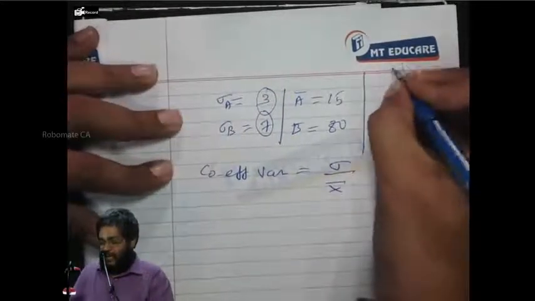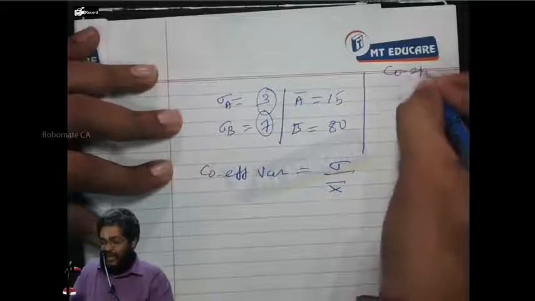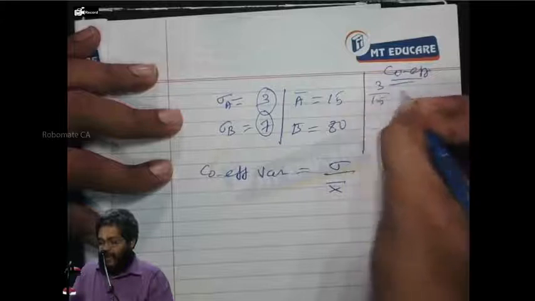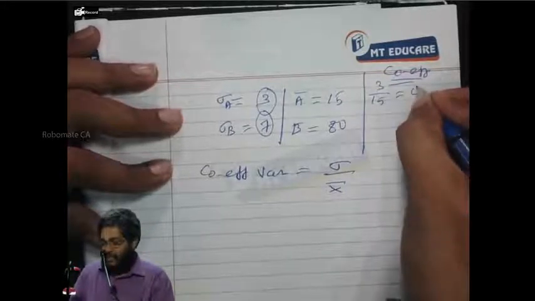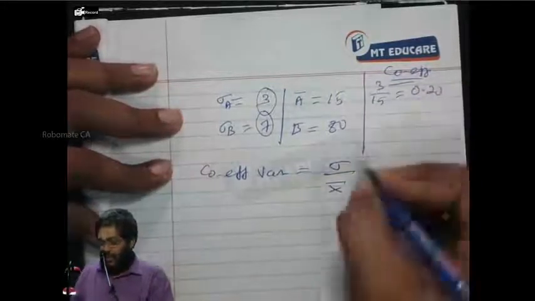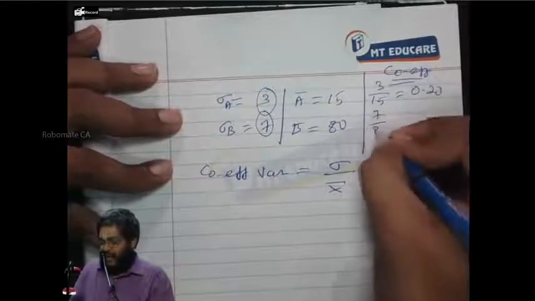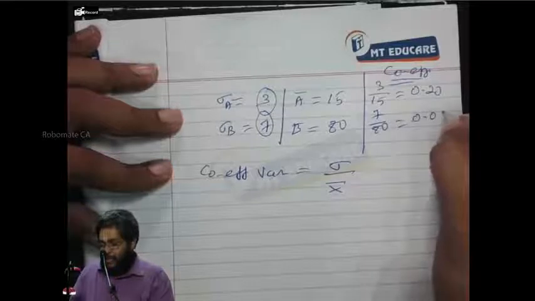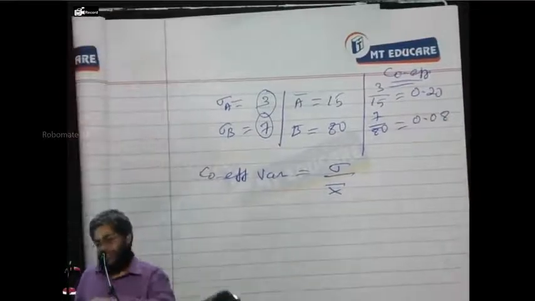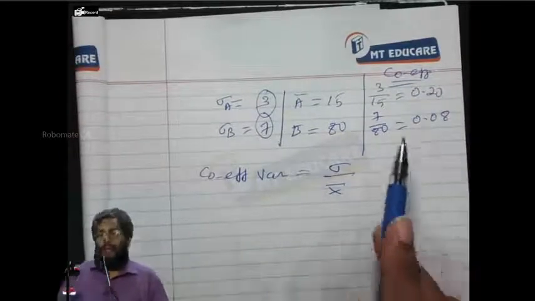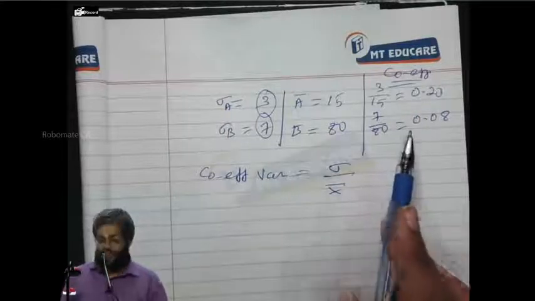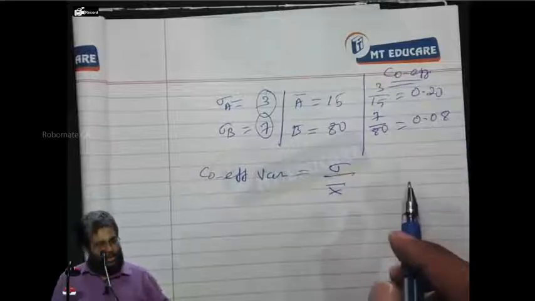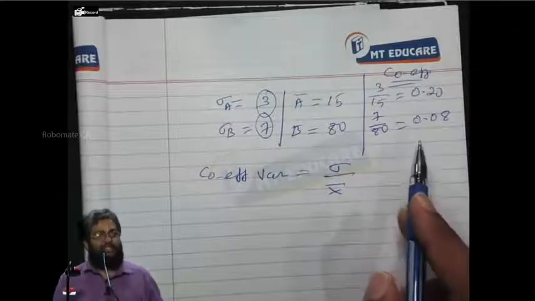Can you tell me the coefficient of variation for A? It is 3 divided by 15. What is the number? 0.2. For B it is 7 divided by 80. What is the number? Let us have 0.08, some number, 0.08. Tell me, which has the higher coefficient of variation? A, it is more risky. Which has the lower coefficient of variation? B, which is less risky.